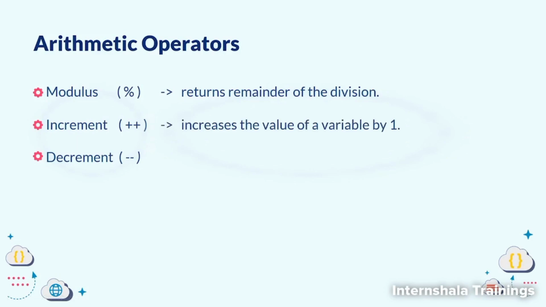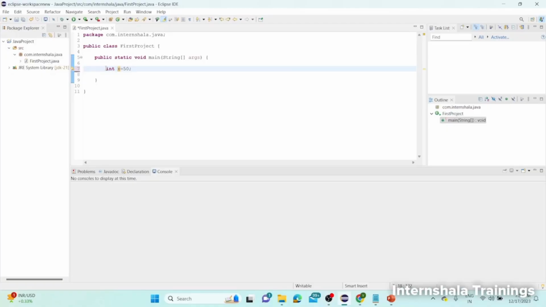The increment operator increases the value of a variable by 1. The decrement operator decreases the value of a variable by 1. Again, we will take another example and check both these operations. Now let us consider this variable int x and assign the value 50 to it. And then after this, I am just trying to carry out the plus plus operation. So plus plus x. And let's try to print the value of x now.